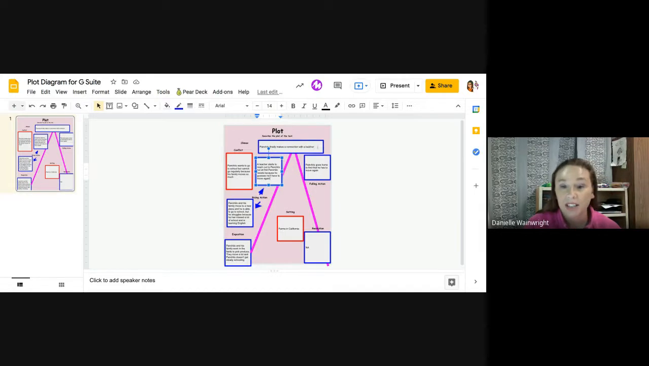The climax is up here. This is the most exciting part of the story. It's when the character does something, something happens to them, or they experience some sort of mental and emotional change from which they cannot turn back. Okay? And they can't turn back because now they've got to go down the hill, right? They are committed to going down the hill in the rest of the story.